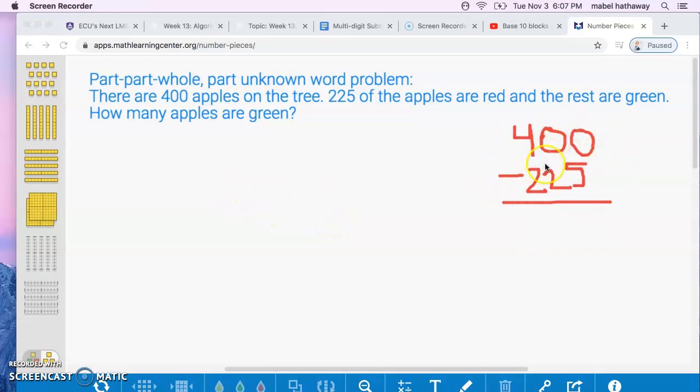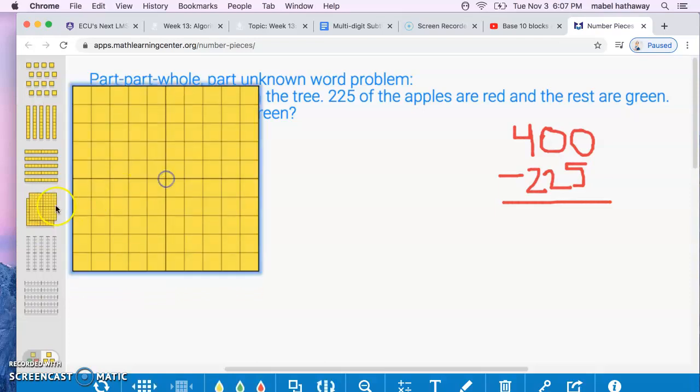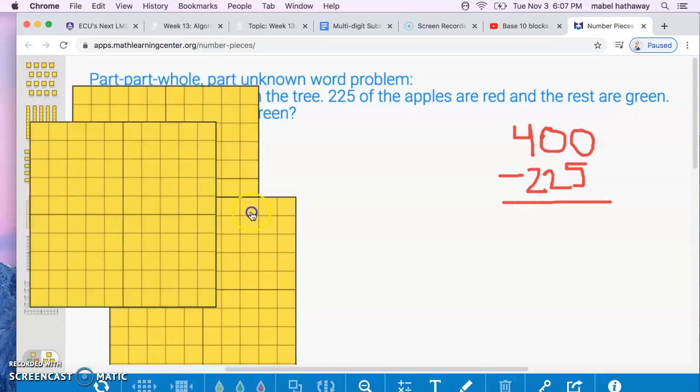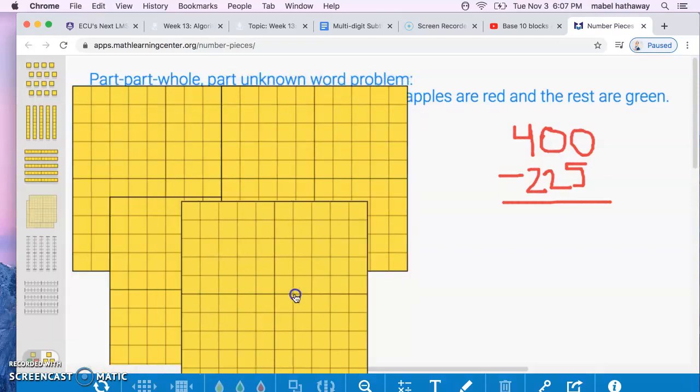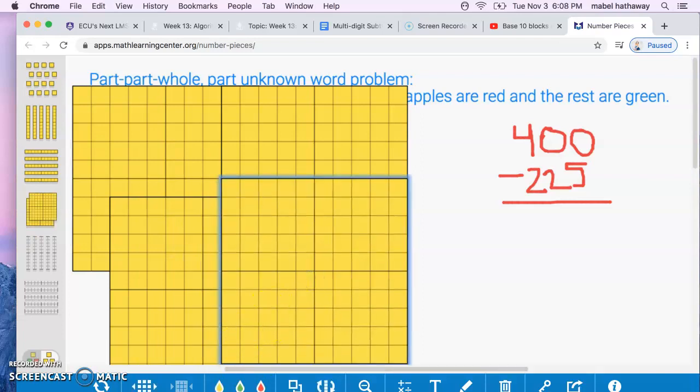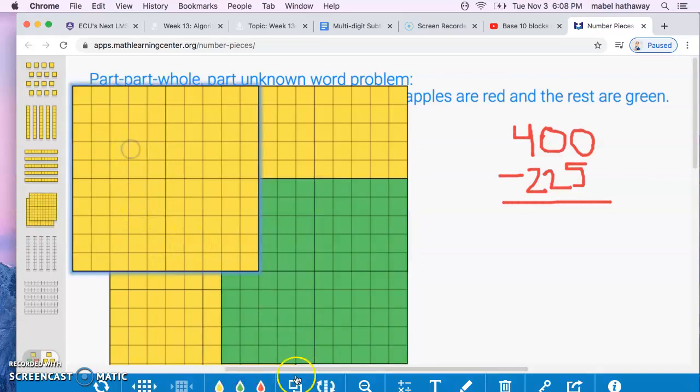I already have our equation written over here for us. We're going to begin with this top number, 400. This is where I'll drag 4 100 frames onto our palette here. 1, 2, 3, 4. I'll change these colors so we can see them.